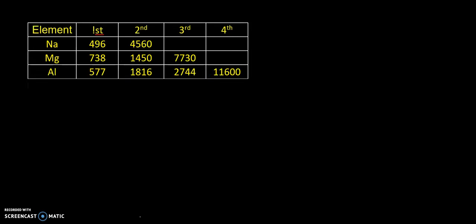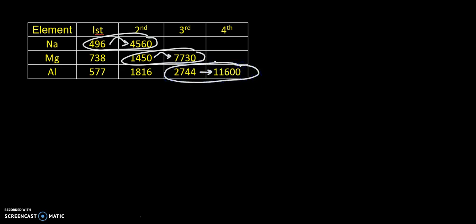Within this trend, though, there are other patterns that emerge. For example, in sodium, we can see a very large jump in energy from the first to second ionization energy, whereas in magnesium, we see a large jump as we go from the second to the third ionization energy. And in aluminum, this large jump in energy required doesn't occur until we get to the fourth ionization energy, going from third to fourth.